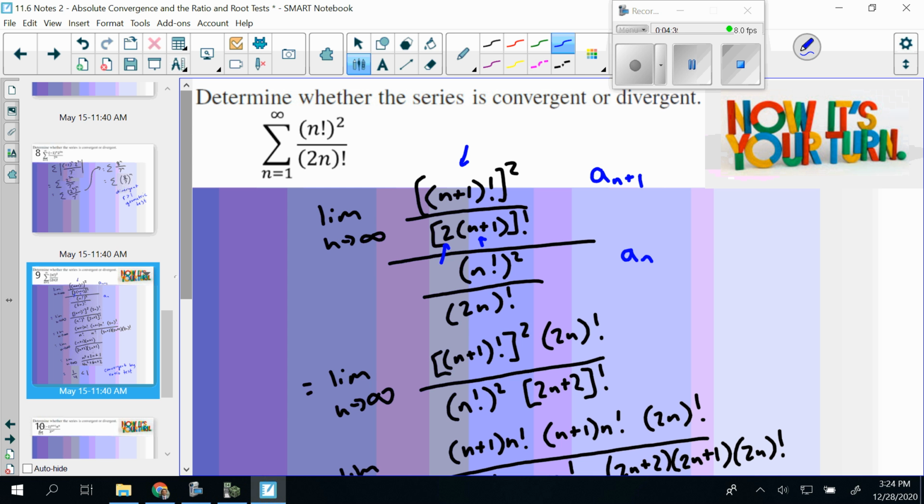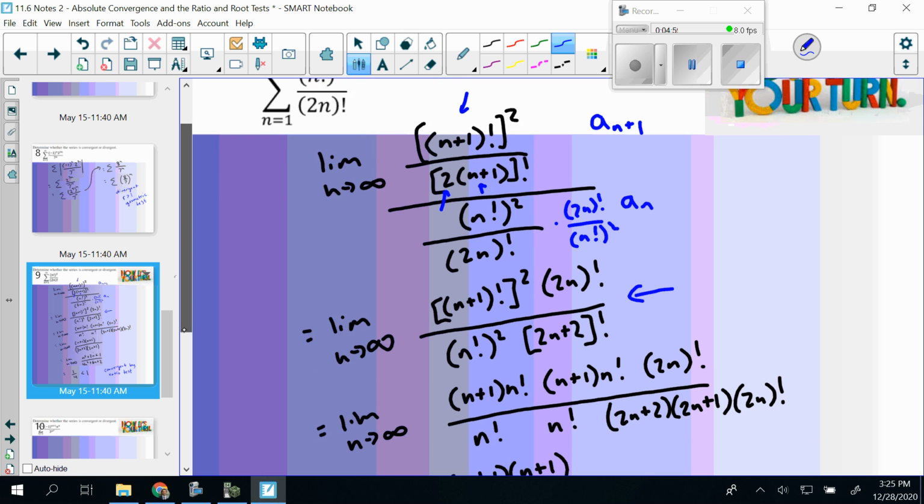So now let's try to simplify this. First thing we can do here is multiply both numerator and denominator by the reciprocal of the denominator. So we'll multiply that. That gives us what we got here. Now let's try to do some simplifying on that.